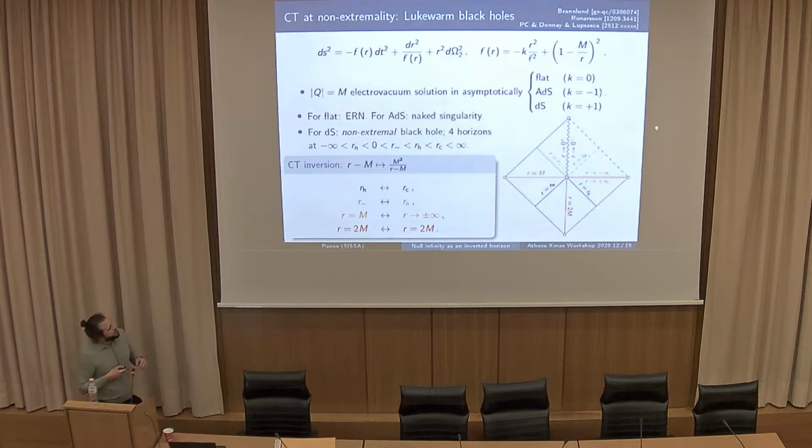K is equal to -1 for asymptotically anti-de Sitter geometries, and equal to +1 for asymptotically de Sitter geometries. And for this last case of the asymptotically de Sitter geometry, this actually describes a non-extremal black hole whose Penrose diagram is this monster here, but somehow it's very beautiful. It's very symmetric.